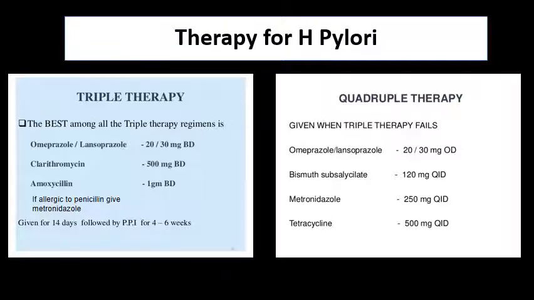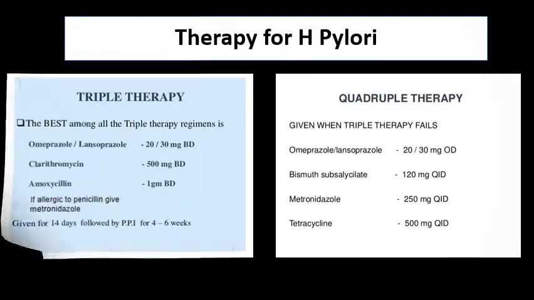If this therapeutic regimen fails, then you have to shift to the quadruple therapy. The quadruple therapy has 4 drugs, and the new one that's added is bismuth subsalicylate. Other than that, you have tetracycline, a new kind of antibiotic. The rest, metronidazole and proton pump inhibitors, are the same.